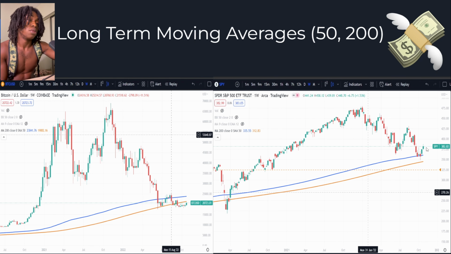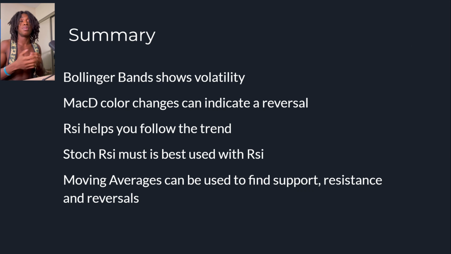But shoot, summary, man. Bollinger Band shows volatility. MACD color changes can indicate a reversal. The RSI helps you follow a trend. Stock RSI is best used with another, like the regular RSI. The moving averages can be used to find support, resistance, and reversals. You know what I'm saying?